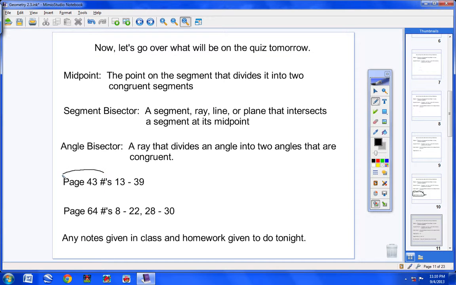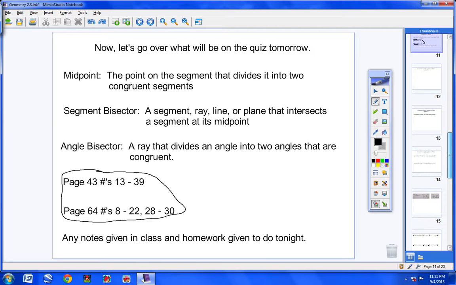Any problems on these two homework assignments are fair game. So look those over. Know how to work the problems on those two assignments. Please, please. And then any notes given in class today and any homework given to do tonight, all of that is fair game on the quiz. And as we go through your notes today, I will point out definitions and things that will be on the quiz, and I'll say, hey, this is one of the things that will be on the quiz tomorrow. I will do that to help you, okay? And I will not miss any. I'll make sure that you know that, okay?